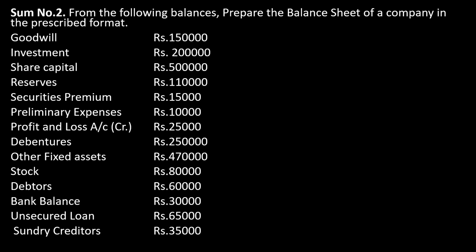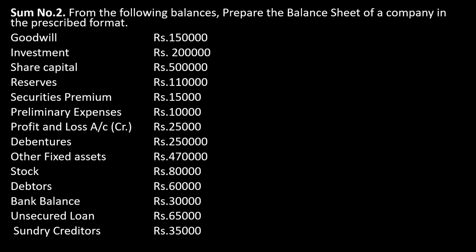Then debentures. Under what heading do you write the debentures? Long-term borrowing. Is that clear? Then other fixed assets. Then stock, debtors. What heading do you write the debtors? Trade receivable. Okay. The sundry creditors. What heading do you write the sundry creditors? Last item, under the trade payable on the liability side. Okay. So this is how you do it.